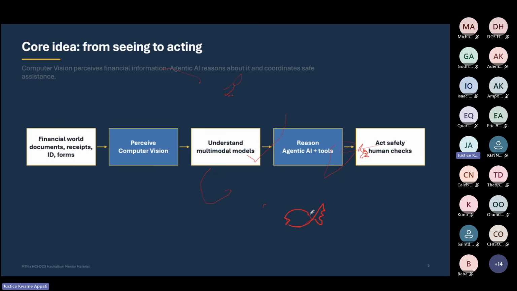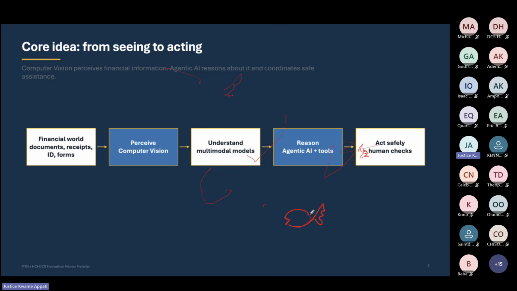So if it's a fish, the reasoning could be that you can consume it. If it's alive, you can grow it. So the reasoning comes in, and then they can go ahead and act on it. The acting will not be you eating it. So what do we mean by acting in this space?